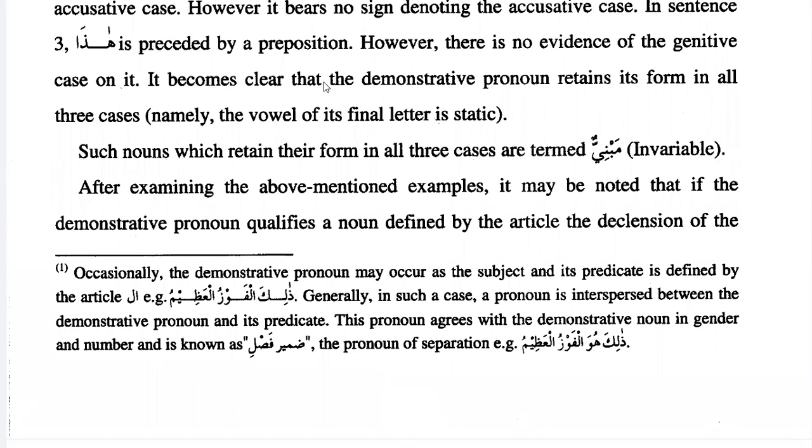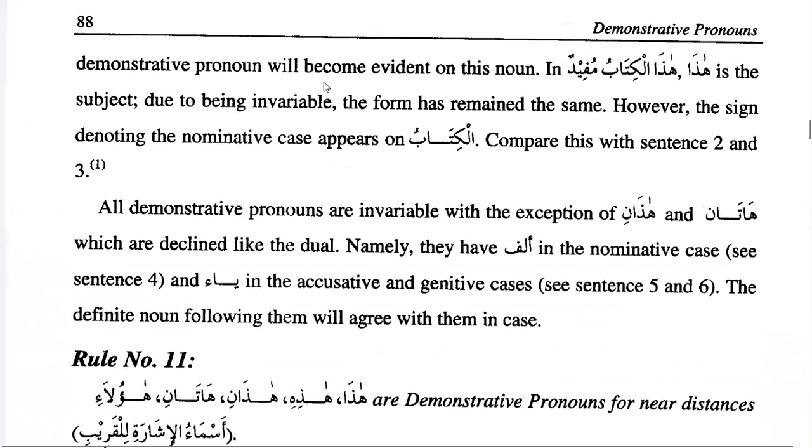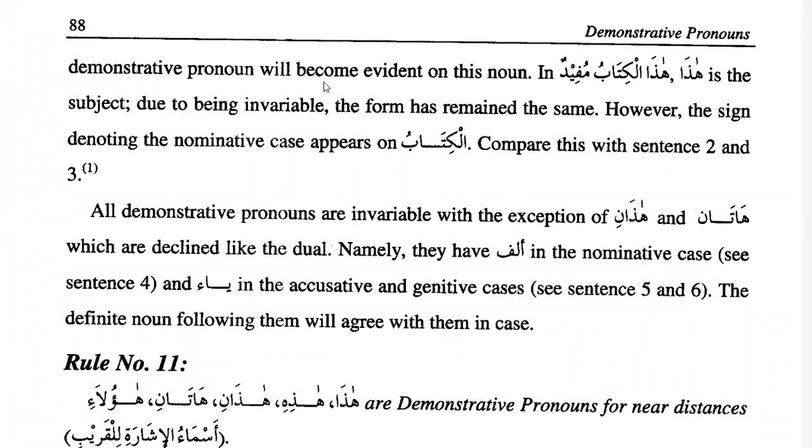After examining the above mentioned examples, it may be noted that if the demonstrative pronoun qualifies a noun defined by the article, the declension of the demonstrative stops there. Shall I read the note? Okay, leave the note. The declension will become evident on this noun. In hadha al-kitabu mufidun, this book is beneficial, hadha is the subject, invariable. The form has remained the same. However, the sign denoting the nominative case appears on al-kitabu, comparing this with sentences two and three.